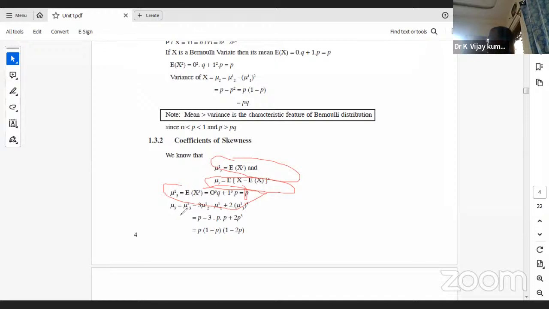For mu3, the general formula is mu3 dash minus 3 mu2 dash into mu1 dash plus 2 mu1 dash cube. So mu3 dash is equal to P, as we already found the value of P.